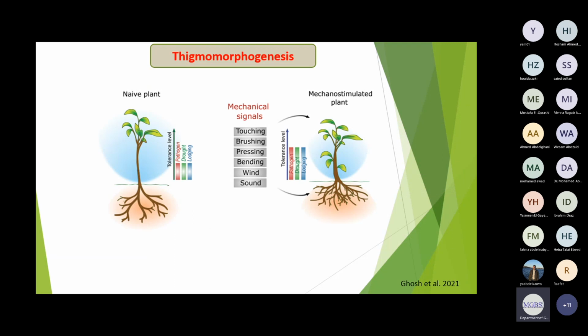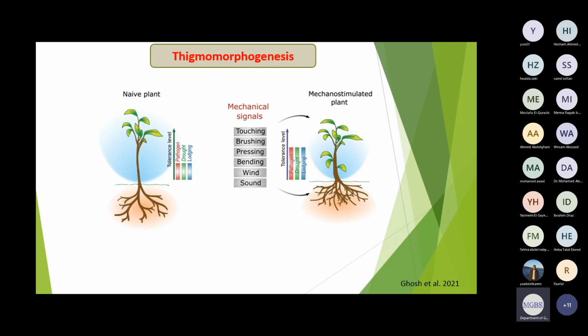When a plant is exposed to mechanical stress, it starts to show thigmomorphogenesis. It means that there is a change in the morphology of plants. So we have an increase in root systems, we have a shortened stem, we have more branching, and the most important and interesting thing is that we have more tolerance to some abiotic stress, like drought, lodging, and pathogens. This treatment by mechanical stress increases the tolerance of plants to biotic and abiotic stress.